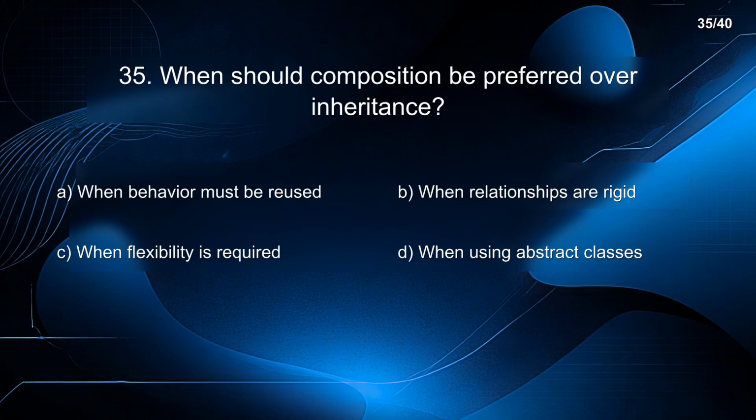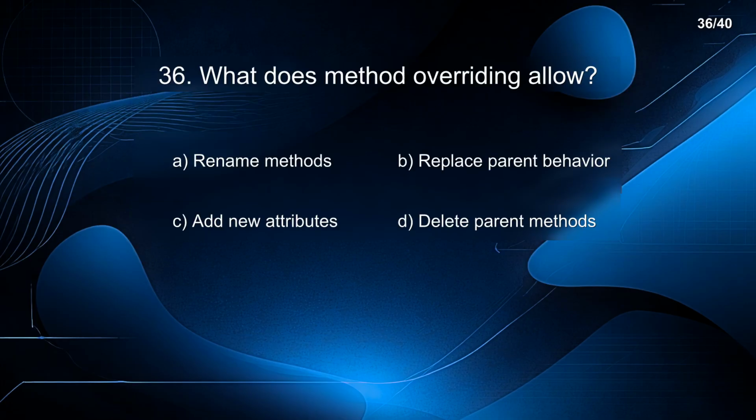Correct answer is C. When flexibility is required. 36th question. What does method overriding allow? A. Rename methods. B. Replace parent behavior. C. Add new attributes. D. Delete parent methods.